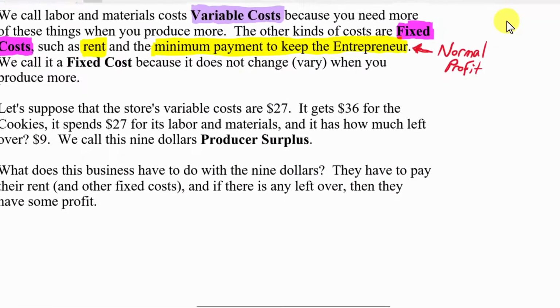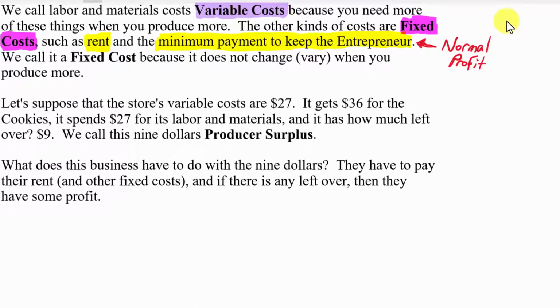Let's talk to this store owner a little bit more. Let's suppose that this store's variable costs are $27. It gets $36 for selling the cookies. It spends $27 for its workers and for the materials that go into making the cookies. And now it has how much left? $9. This $9 is what we call producer's surplus.